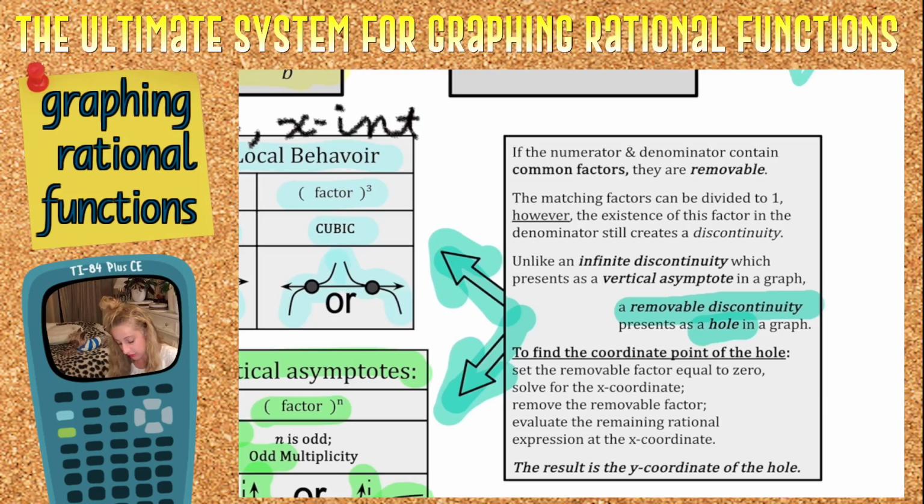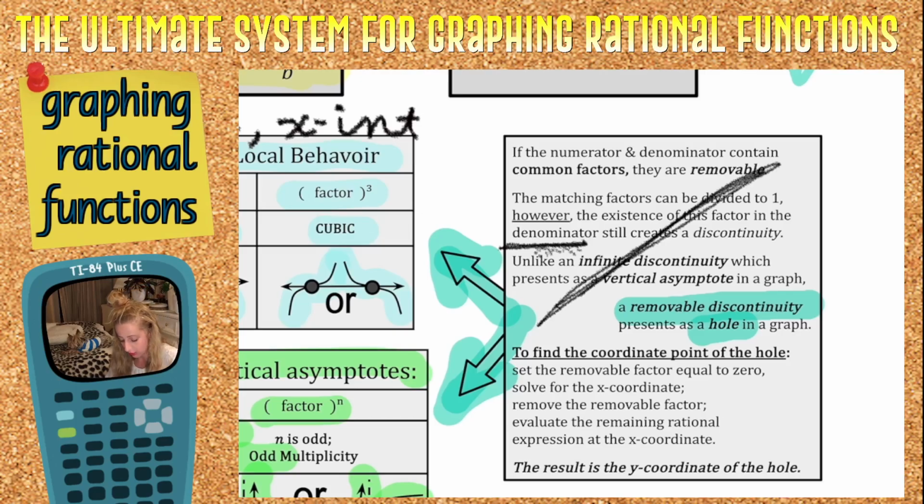So the matching factors can be divided out to be 1, anything over itself. However, the existence of this factor in the denominator still screws up our domain, and it still creates a discontinuity. So unlike an infinite discontinuity, which is your vertical asymptote, a dotted line going up and down towards infinity, and it's also infinitely stuck in your denominator, you can't get rid of it, which presents a vertical asymptote. A removable discontinuity presents as a hole.